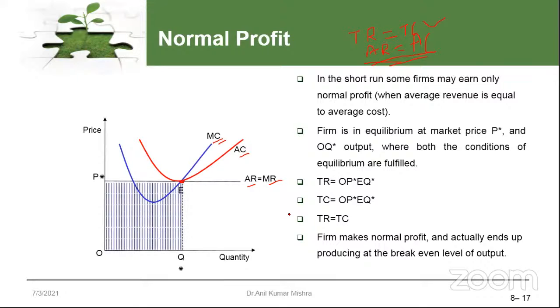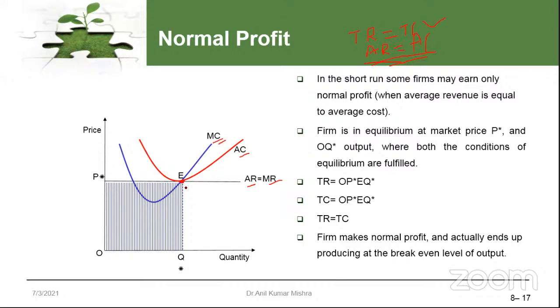Then we find that this is the equilibrium, the total amount of revenue. This is the total revenue, OPEQ. Now moving to the total cost. While calculating the total cost, where that equilibrium line, when you draw the perpendicular to the quantity axis, touches the AC, the average cost, is at the same point. So the total cost is also in the same area.